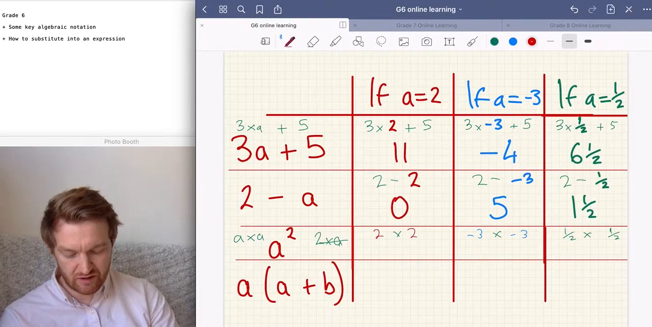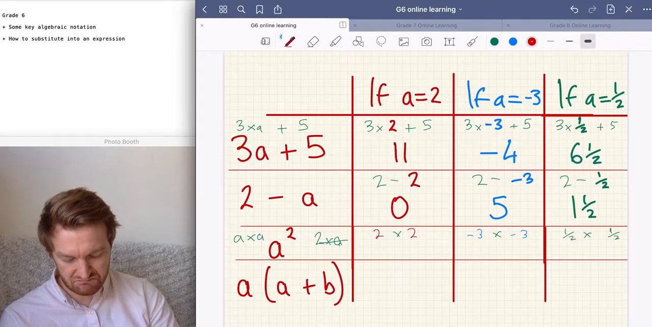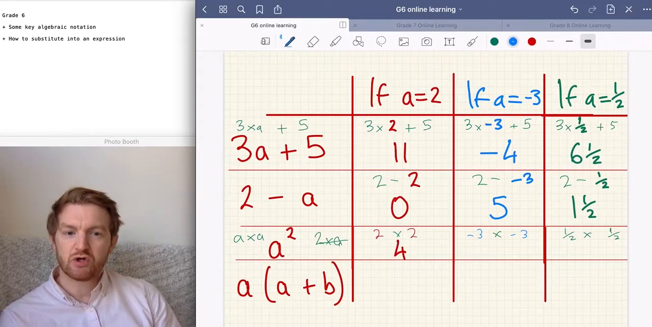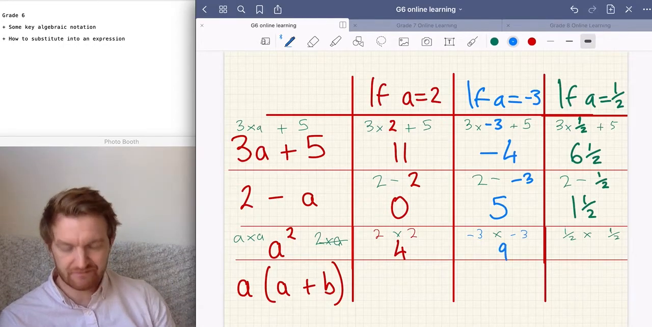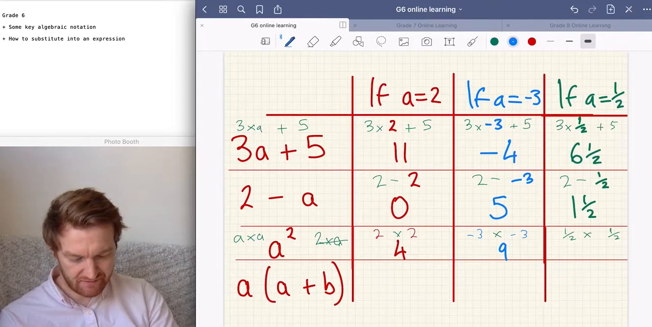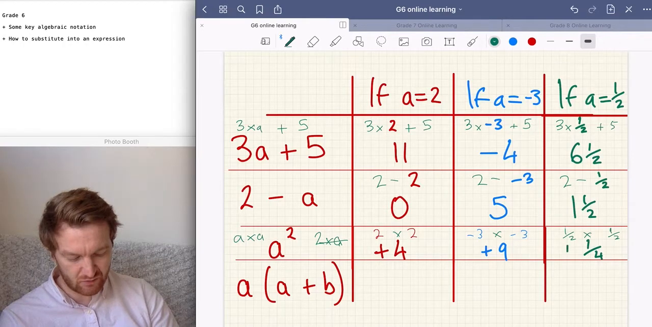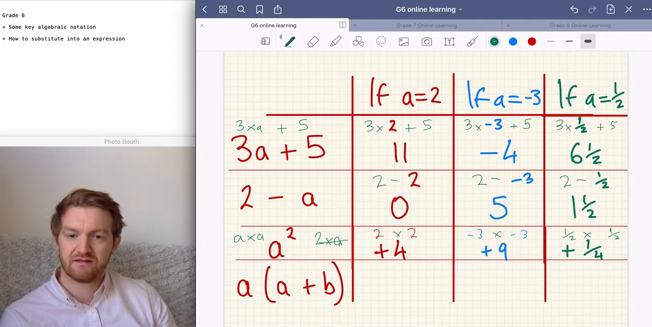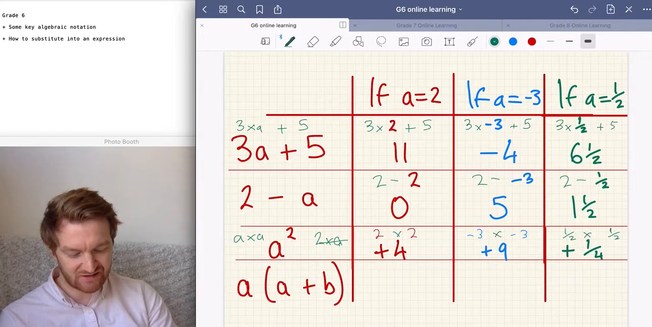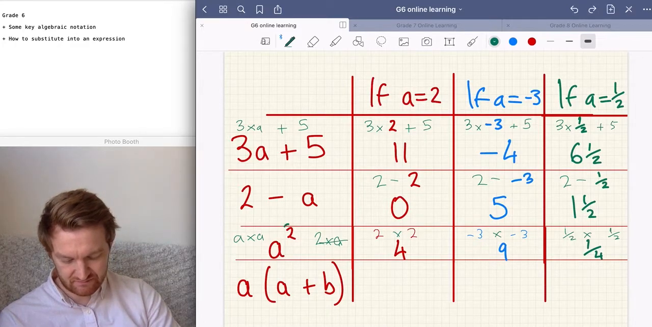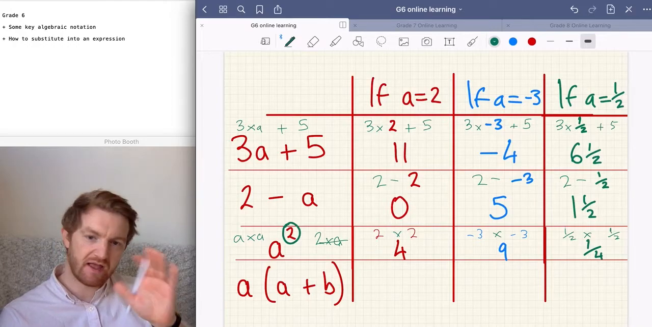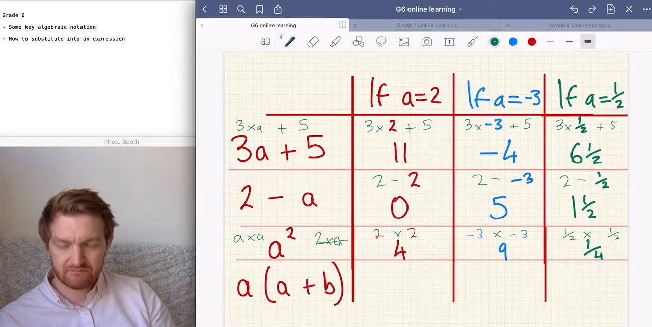First one, 2 times 2, I hope is easy for all of us. We can just say 4. Now when we've got two negatives multiplied together, it makes a positive value. Finally, when we've got a half times a half, we get a quarter. Hopefully what you'll notice about all of these is that whether we have negatives or positives or fractions, we always get a positive answer. So anytime you see an a squared on its own, nothing else around it, it's going to be positive.